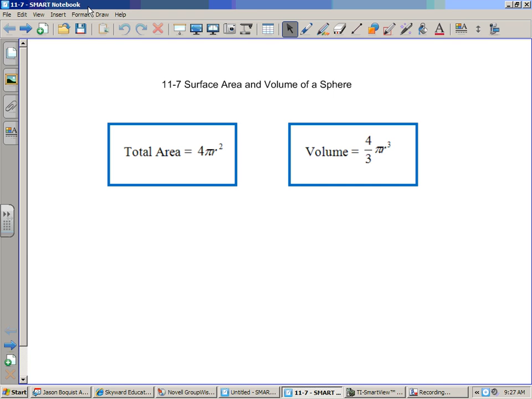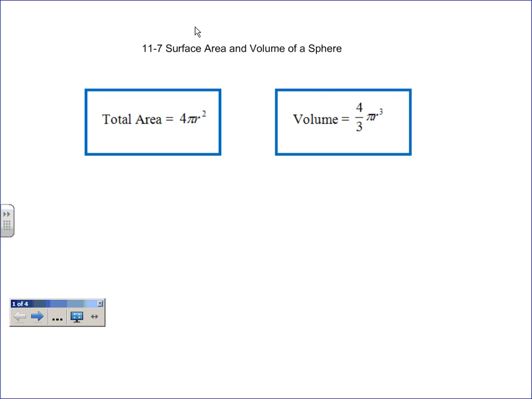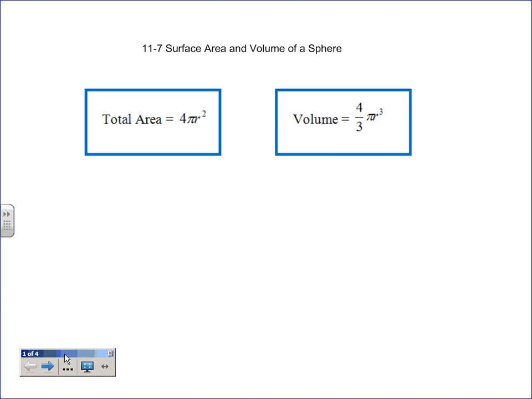So 11-7, as mentioned, is probably the last bunch of formulas you're going to have to put on your formula sheet, if you have it. But notice today we're not going to talk about surface area just separately and then volume just separately. We're going to talk about them both at the same time.